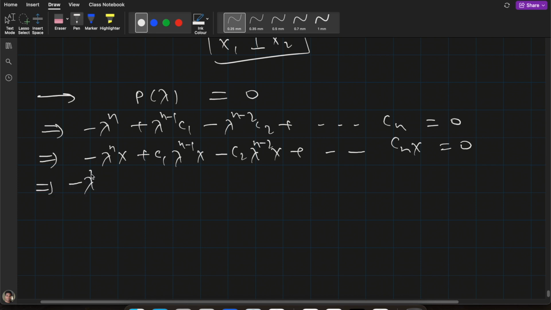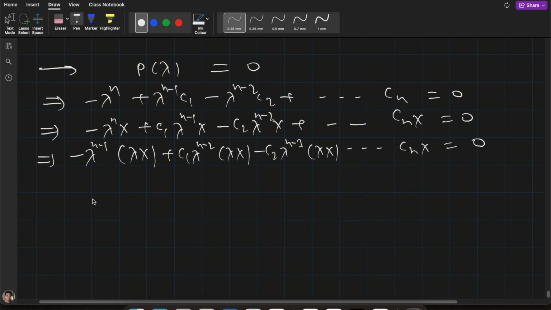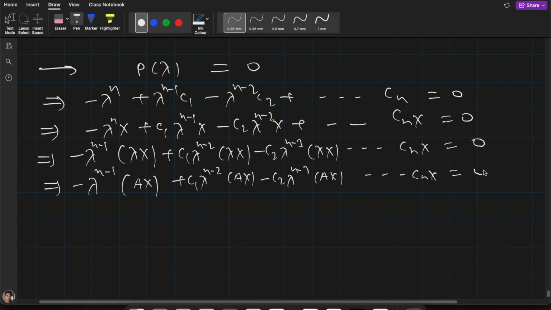Here you can see that I can write lambda n minus 1 lambda x. Similarly c1 lambda n minus 2 lambda x. Similarly c2 lambda n minus 3 lambda x, and so on. Just leave it, cn x equal to 0. You can see that in place of lambda x I can write Ax. Similarly c1 lambda n minus 2 Ax, similarly c2 lambda n minus 3 Ax, and so on, cn x equal to 0.